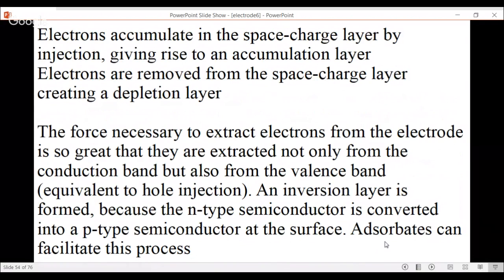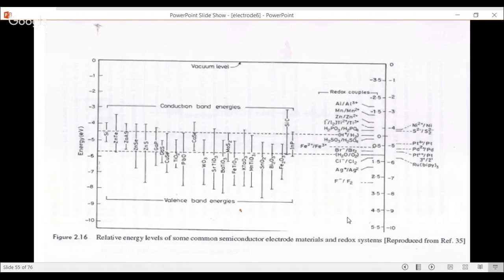Adsorbates, meaning the ions in the solution, can facilitate this process. Now we are showing you the species that can undergo reduction and oxidation, or electron transfer from the electrode to the semiconductor to the solution side, or from the solution side to the semiconductor. Let us take only one or two examples. That is enough.